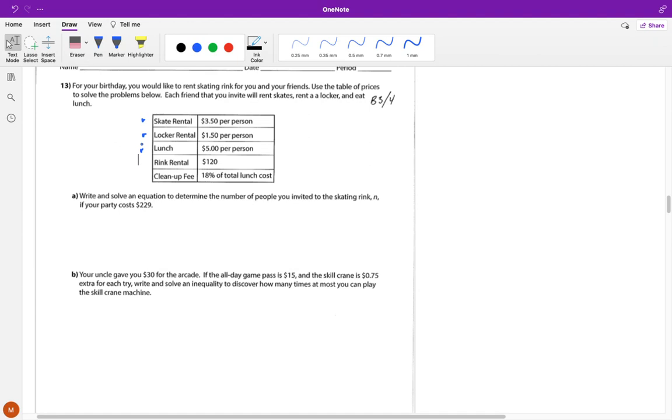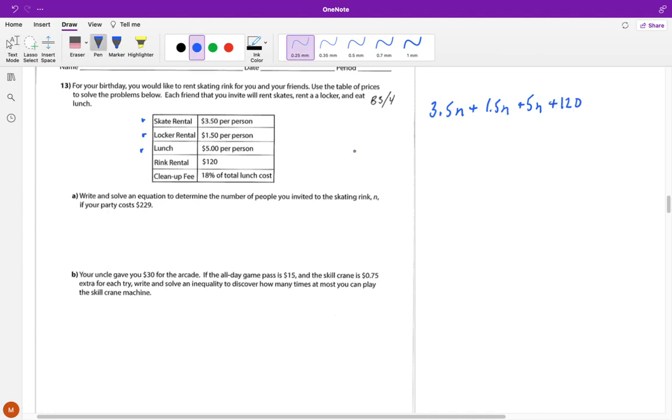costs $229. So we know then here, we don't know how many people. That's what we're trying to figure out. So it will be $3.50 per person for skate rental, plus a locker rental is $1.50 per person. Lunch is $5 per person. The rink rental, so it doesn't matter how many people you invite, that's 120. And a cleanup fee is a total cost, 18% of the total lunch cost.